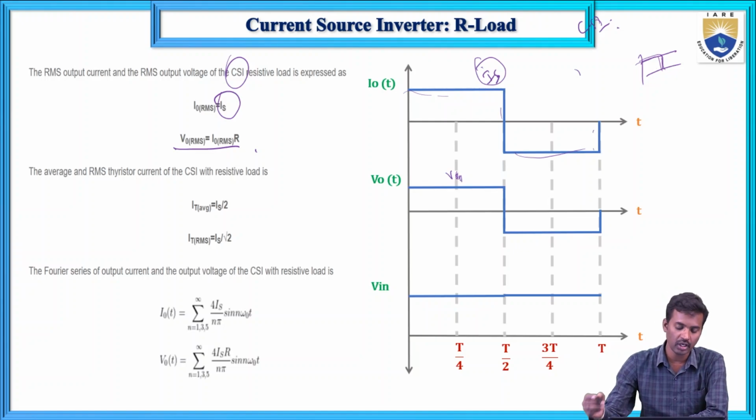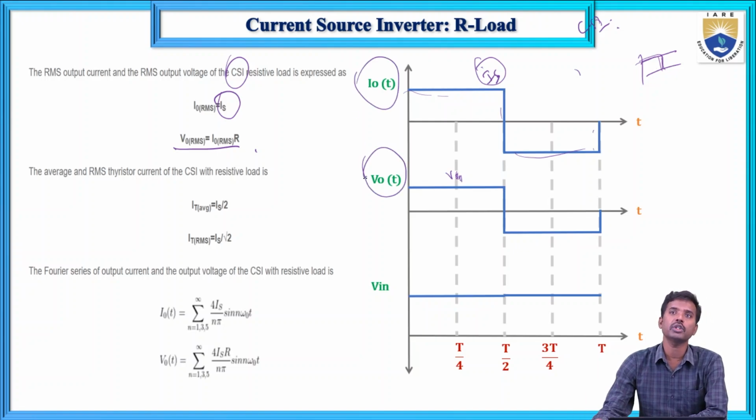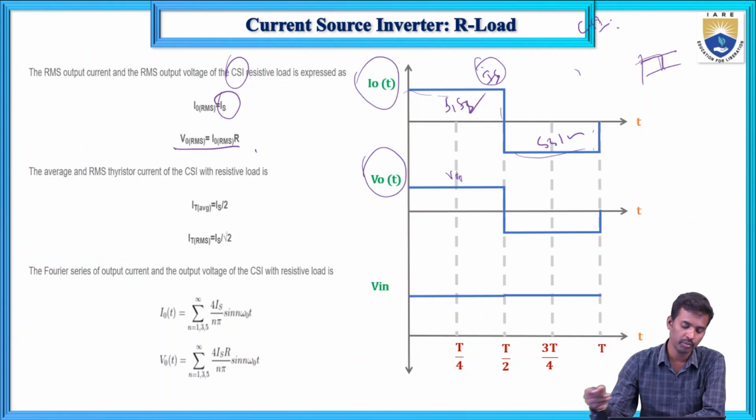So here this is the output currents. So these are the output currents. Now what about the thyristor currents? Thyristor currents means here the S1 and S3 thyristors, and the S2 and S4 thyristors. So that is the switch current's average value and RMS value.